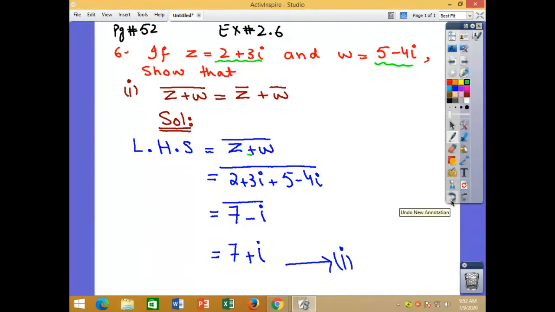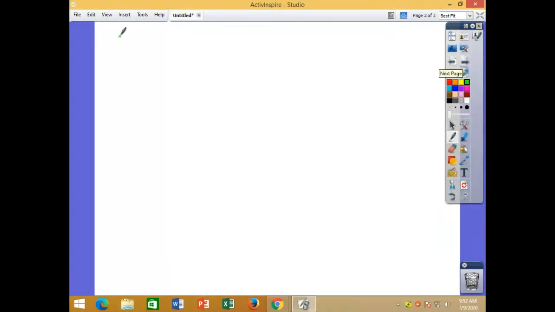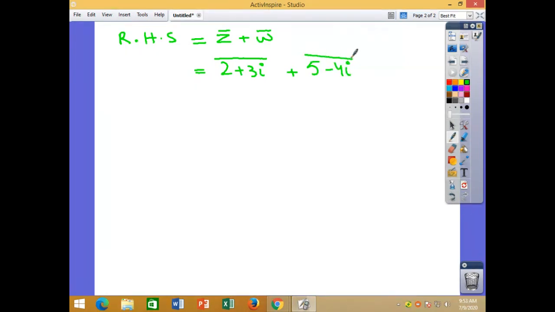Now we solve the right hand side. Right hand side is z conjugate plus w conjugate. What is the value of z? The value of z is 2 plus 3 iota whole conjugate. What is the value of w? 5 minus 4 iota whole conjugate.